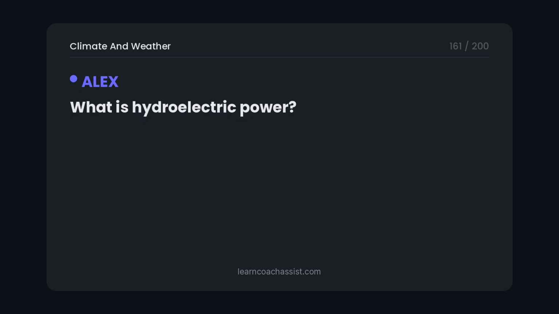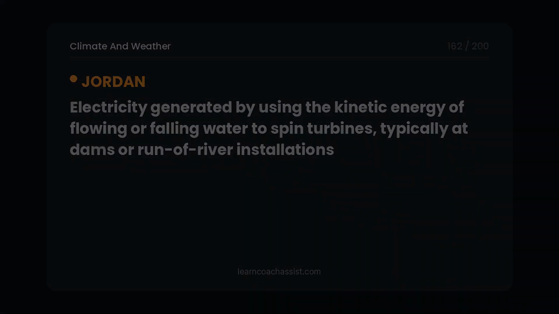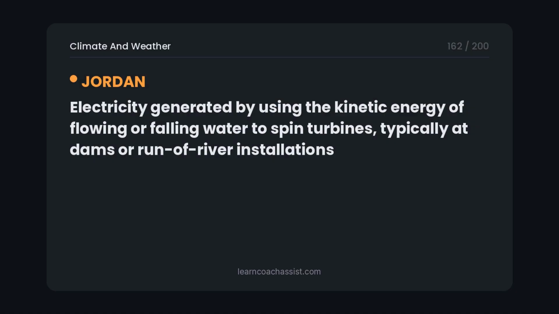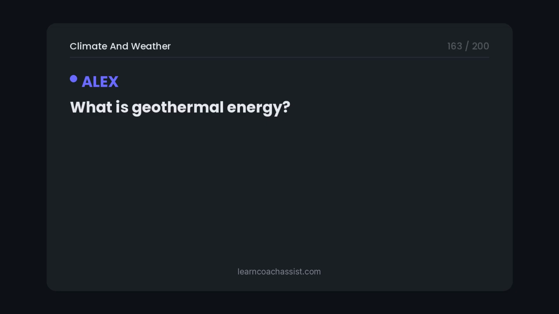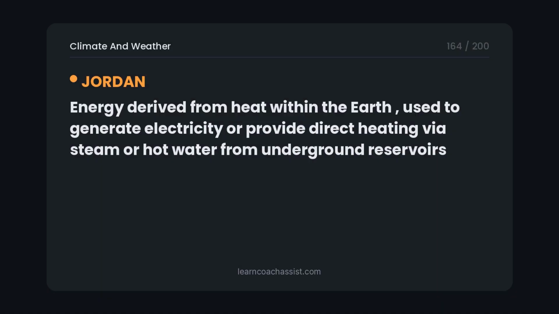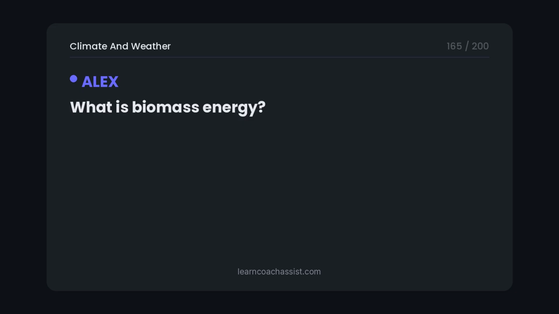What is hydroelectric power? Electricity generated by using the kinetic energy of flowing or falling water to spin turbines, typically at dams or run-of-river installations. What is geothermal energy? Energy derived from heat within the earth, used to generate electricity or provide direct heating via steam or hot water from underground reservoirs.